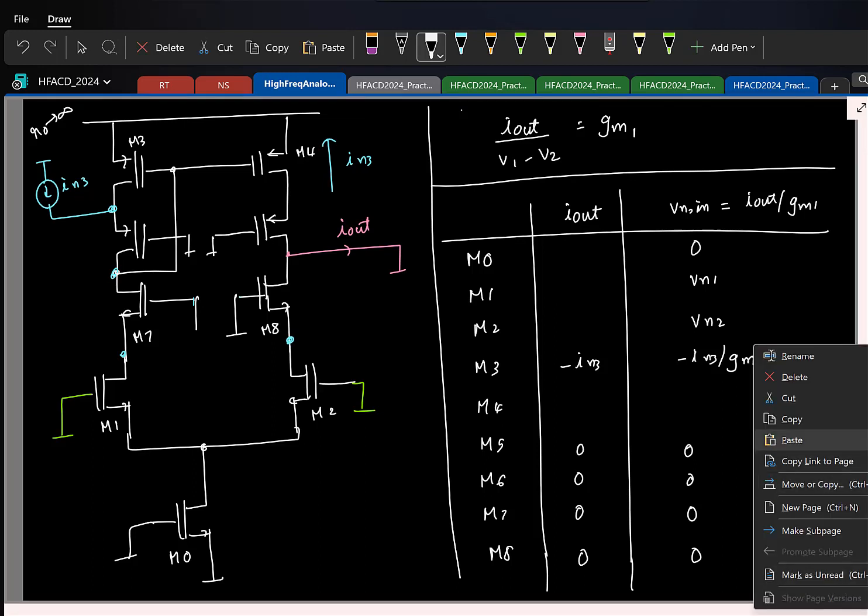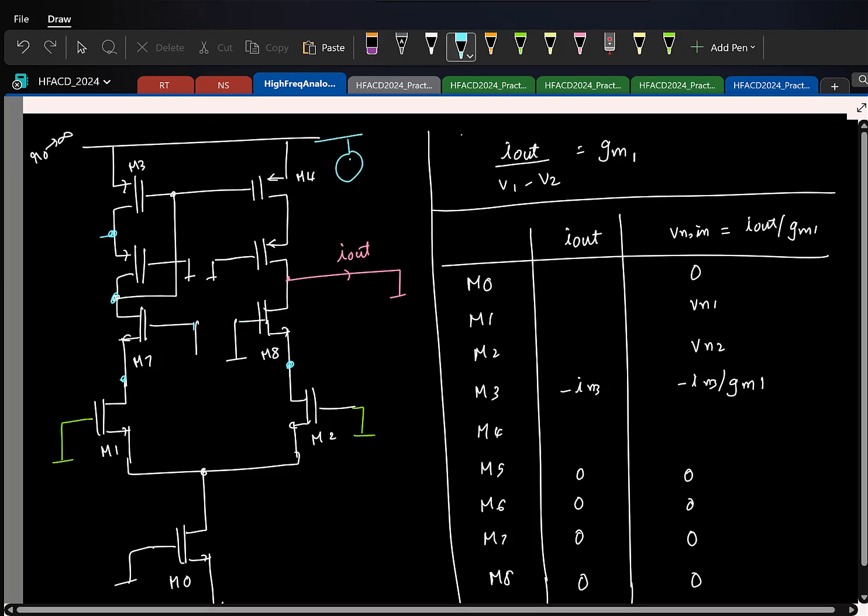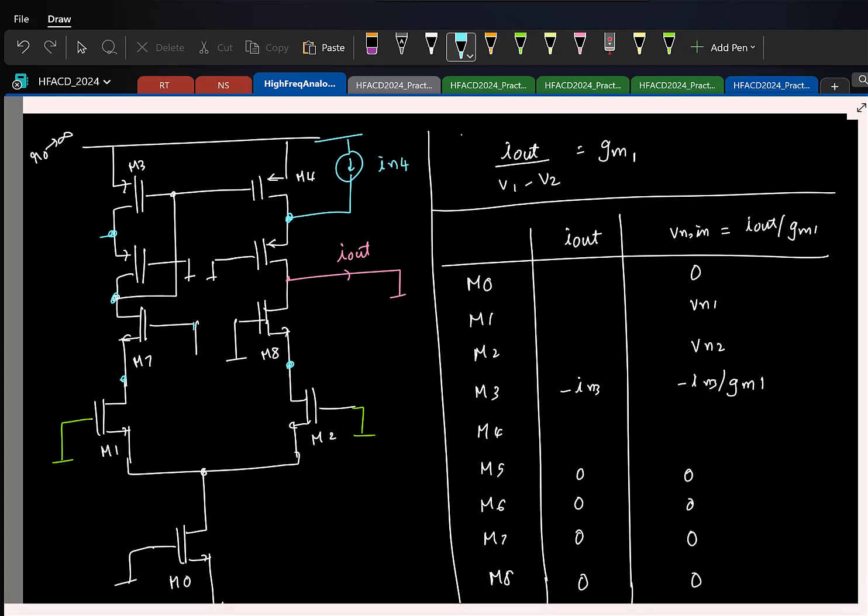Similarly, what can you say about M4? M4 should be easier. If I do it like this, what happens? Now the current is injected at this node. In principle, it can flow here or here. Where will it prefer to flow? Looking down, because again R0 is infinity, up this side it's completely open. All the current will flow down and come here.